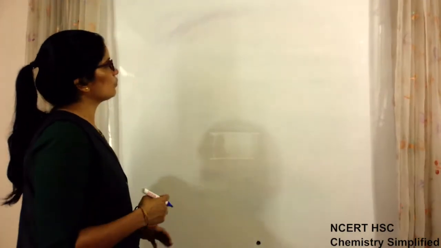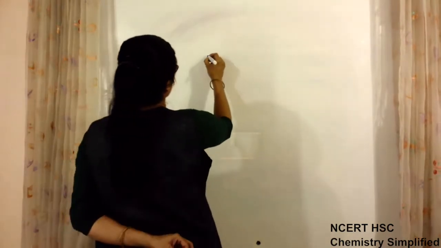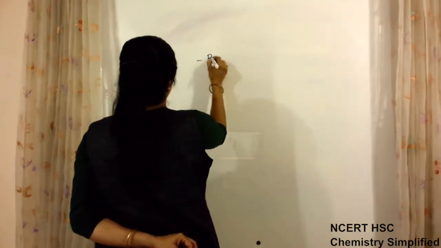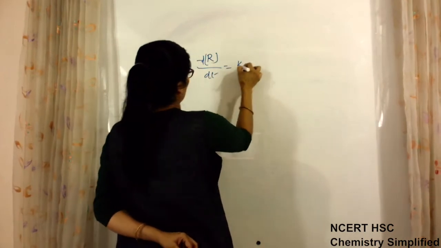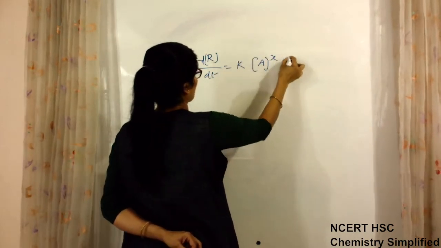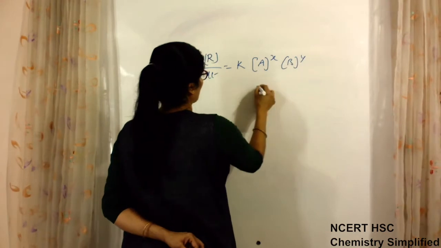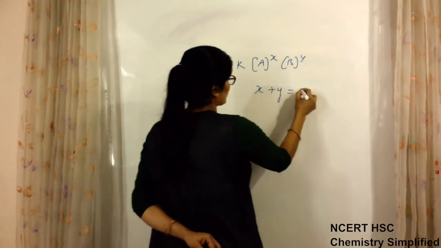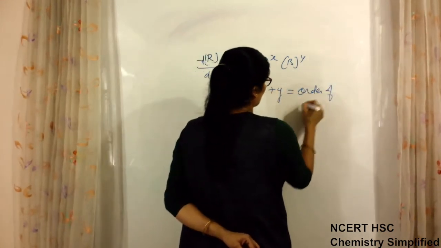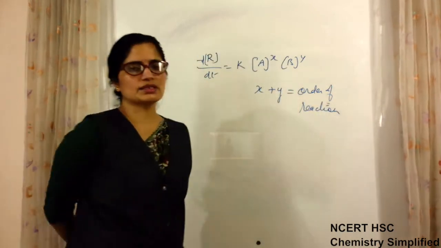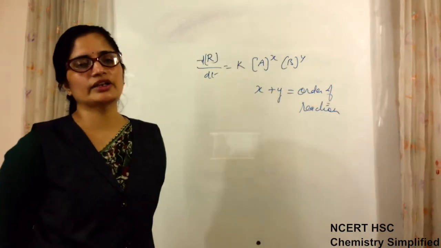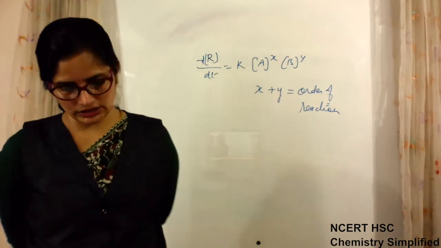Now after this, order of reaction, how do we define order of reaction? If in a rate expression we write minus dr by dt = k a to the power x b to the power y, then x plus y is equal to the order of reaction. Whatever is the value of x plus y in the given reaction, that will give you the order of reaction.